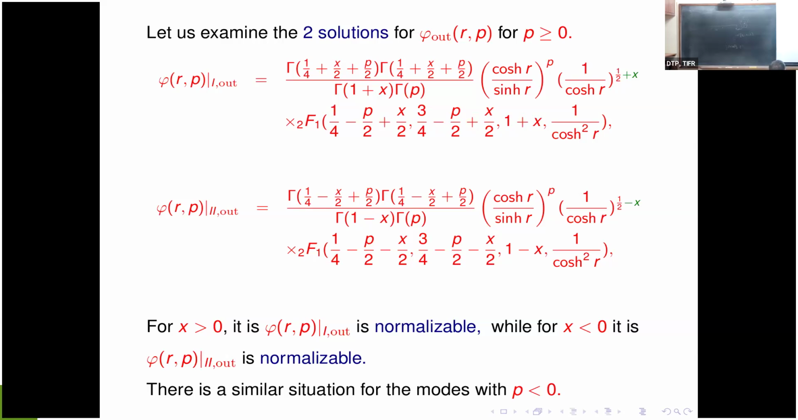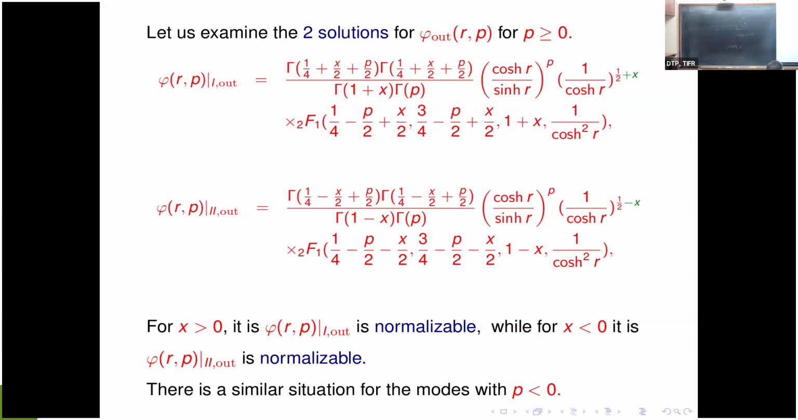Because this one has to be normalizable. You see, as r goes to infinity, the hypergeometric function collapses to 1, and the exponential comes from this last part, 1 by cosh. That gives the exponential, and this goes to 1, of course. And here it's the other one. So for x greater than 0, you have to choose this solution. For x less than 0, you have to choose this solution. That's where the physical choices of the two different solutions are.